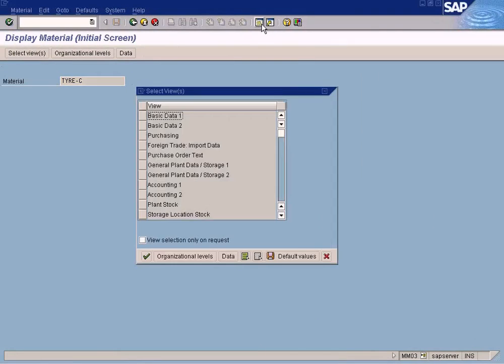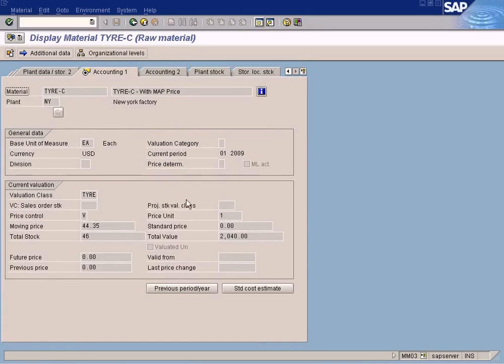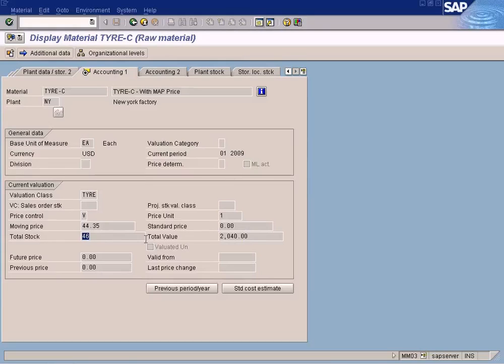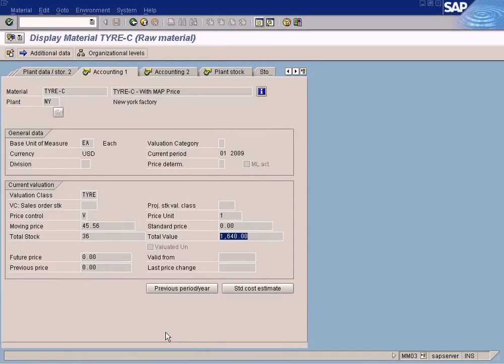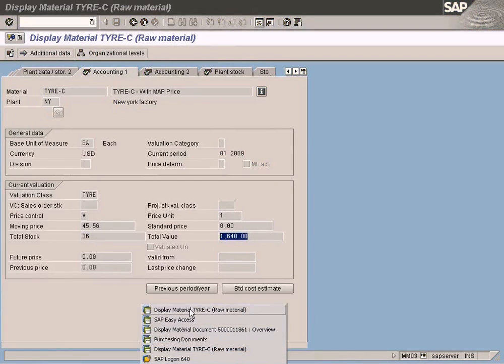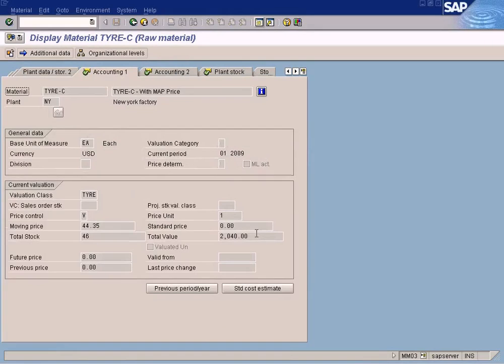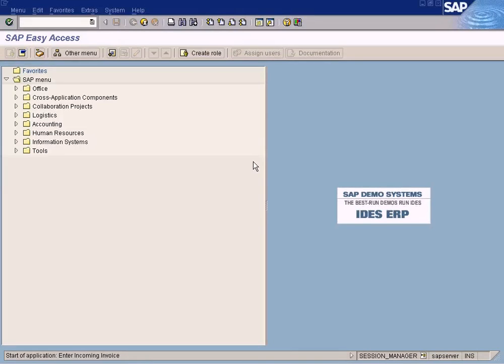I'm going to leave this open and open another session. Tire C. See, the price is 44.35 as I calculated, because the total value is 2040 now, and the total stock is 46, and the earlier stock was 36. So far so good, but I'm going to post the price difference during the invoice receipt. So let's see how the system treats it.